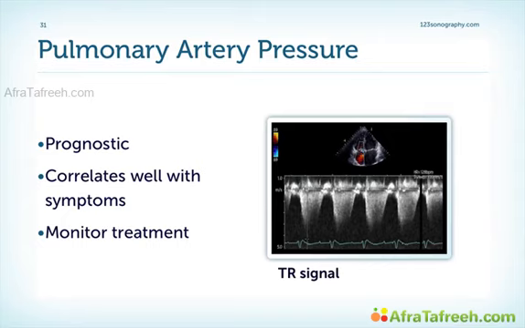Pulmonary artery pressure is equally important. It gives you valuable prognostic information, and it actually correlates quite nicely with symptoms. If, for example, you have a patient who has elevated pulmonary artery pressure, as in this tracing here, and he tells you that he does not have any symptoms or only mild symptoms, then either you made some miscalculation or you recorded the wrong signal, or the patient is simply not telling the truth. In addition, it is also valuable to monitor treatment and to see what the effect of medical therapy, for example, is if you give the patient diuretics.